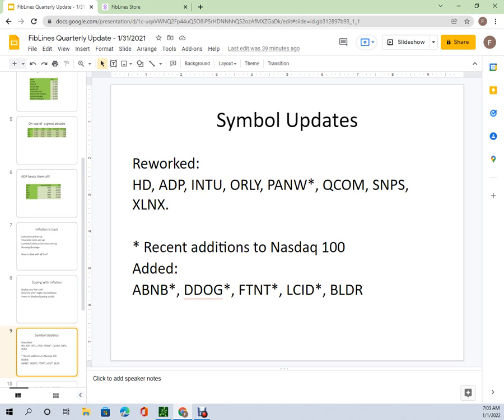Okay, simple updates. We reworked Home Depot and ADP. In terms of Nasdaq, there were new symbols added to the Nasdaq 100. Palo Alto Networks was added, Airbnb, Datadog. We already took a look at Fortinet, Lucid.